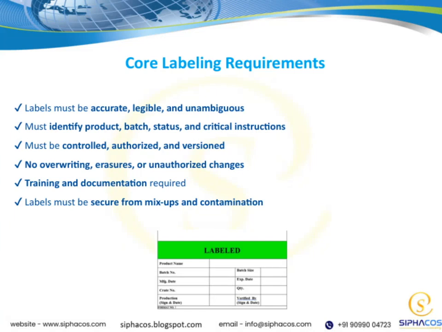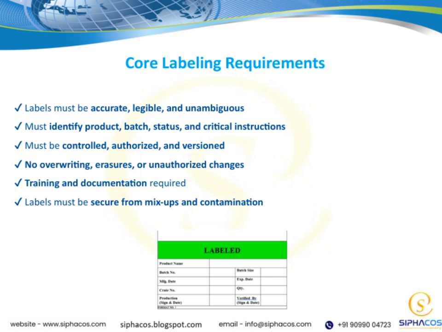Now, let's take a closer look at the core labeling requirements that are essential for maintaining quality and safety in our processes. First, it's crucial that labels are accurate, legible, and unambiguous. This means every label must clearly convey the correct information without any confusion. We need to ensure that anyone reading the label can easily understand what it indicates. Next, labels must identify key details such as the product itself, the batch number, the current status, and any critical instructions. These details are vital for traceability and proper handling throughout the production and distribution chain.